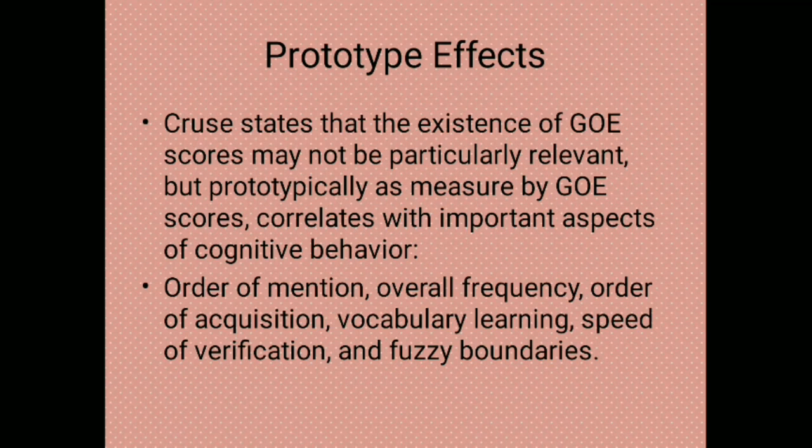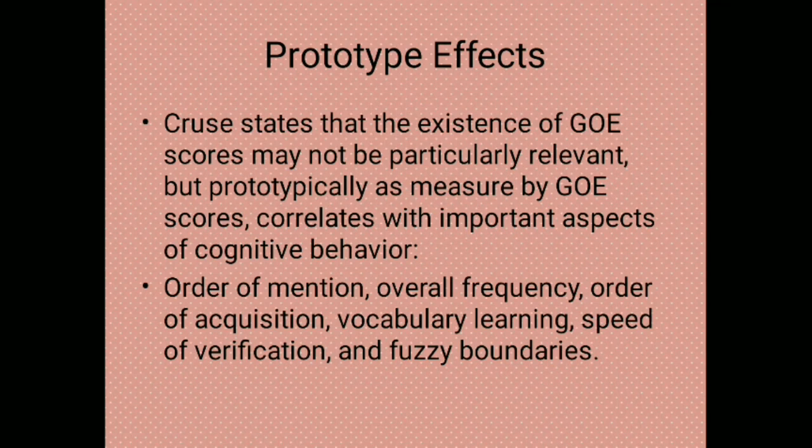And then speed of verification: in psycholinguistics experiments in which subjects are asked to respond as quickly as they can in a categorization task, subjects produce faster responses if the task involves a prototypical member. And the last, fuzzy boundaries. Within prototype theory, it is usually held that only the prototype has 100% membership of a category, the degree of membership of other items being dependent on their degree of resemblance to the prototype. This is in turn reflected by their GOE score.